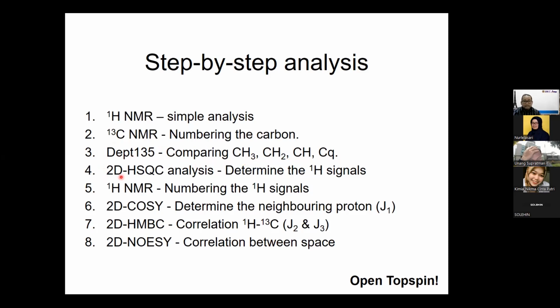After we get the carbon information, we do HSQC analysis to determine the 1H signals. Then all the information from the 1H signals, we transfer to the proton NMR, and after that COSY and HMBC. If you have very big compounds with chiral centers, I strongly advise you to run 2D NOESY correlations, or you can request ROESY. ROESY experiments are a combination between NOESY and COSY experiments.